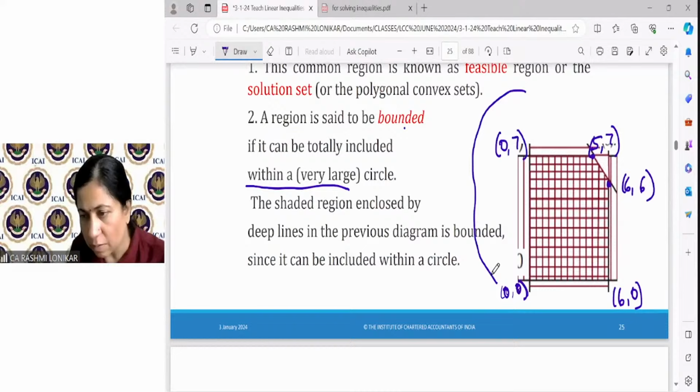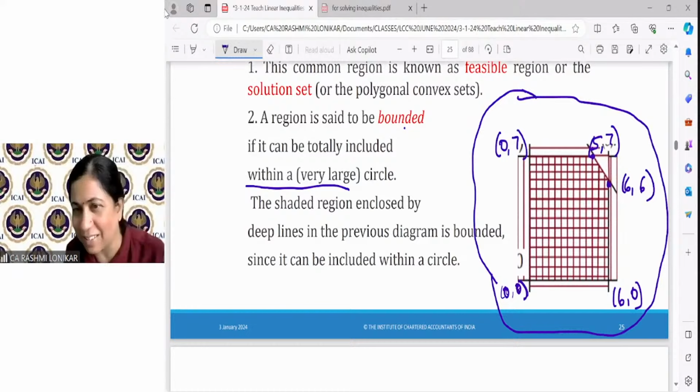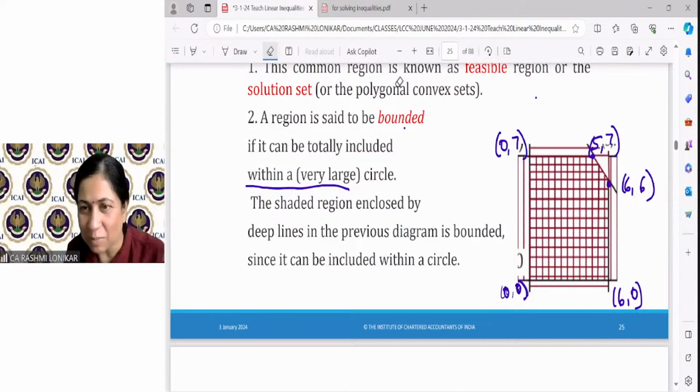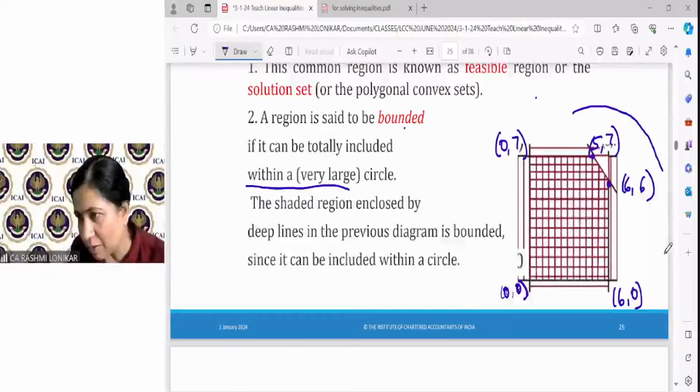Okay, I can draw a circle. It doesn't look like a circle, but it is a circle. Let me try to draw it again. If not, at least you understand the concept of this feasible region. It looks more like an apple than a circle, right?